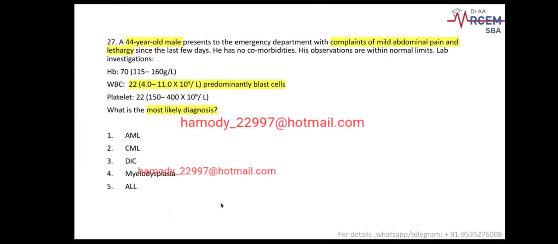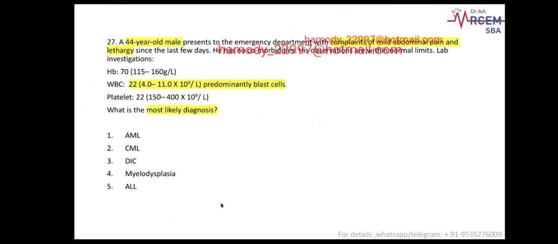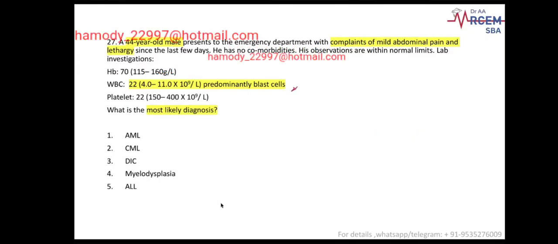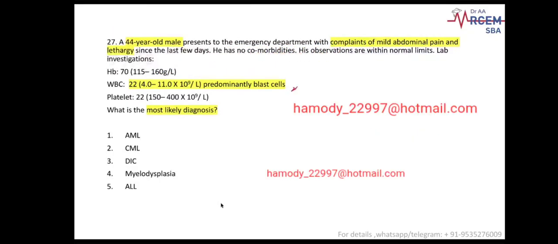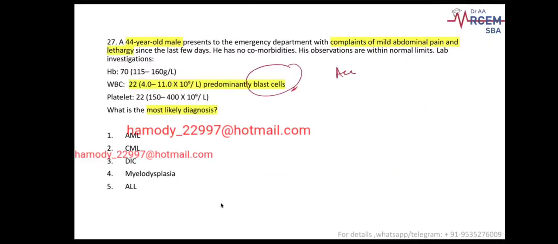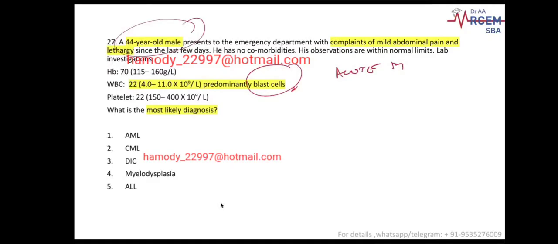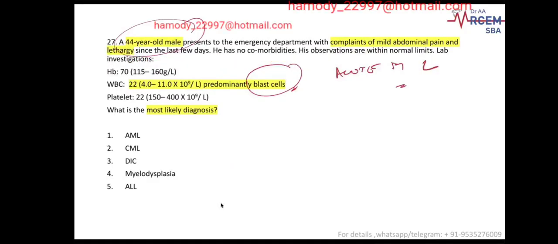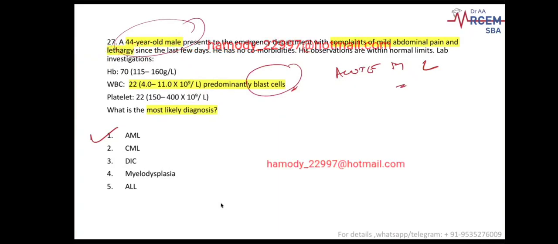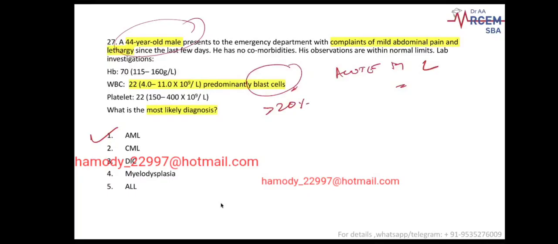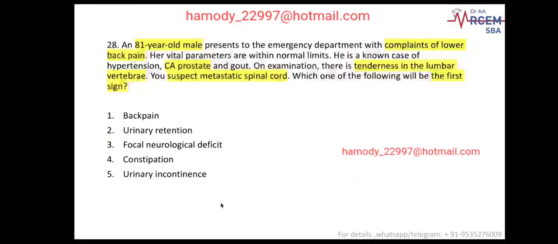A 44 years old male complains of mild abdominal pain and lethargy. And WBC counts are on the higher side and predominantly blast cells. So blast cells, I'm thinking of acute. Middle age, it has to be AML, that is acute myeloid leukemia in this patient. So right away, I can pick up the diagnosis as acute myeloid leukemia. Predominantly blast cells means it will be more than 20%. You need to consider that.